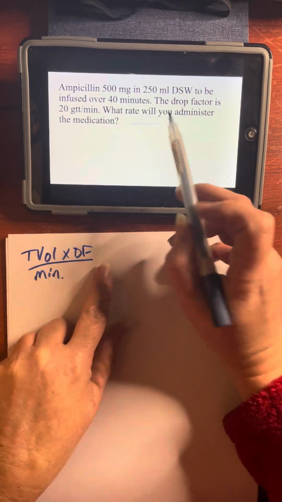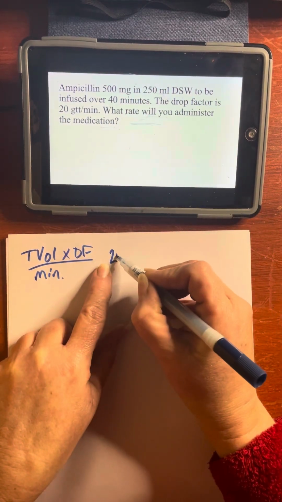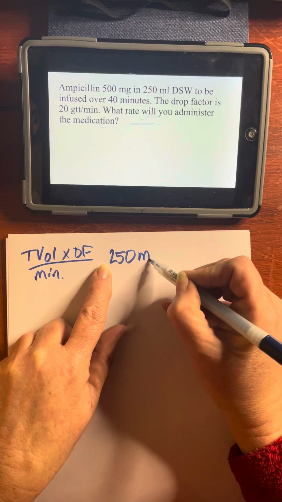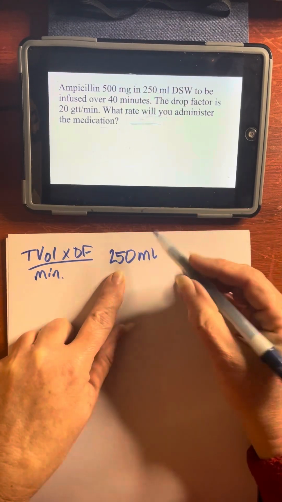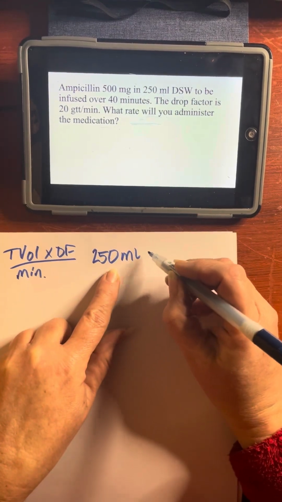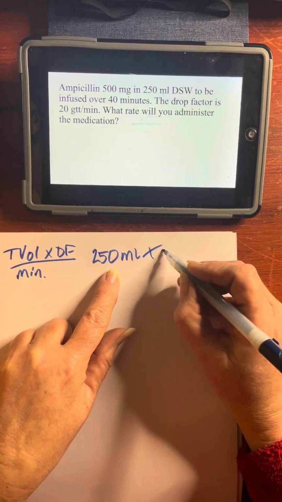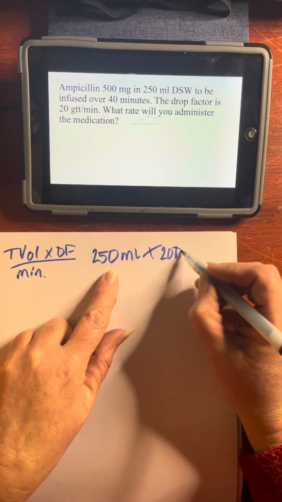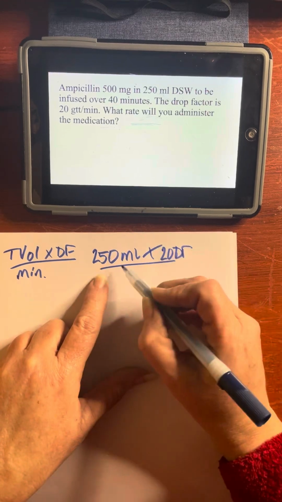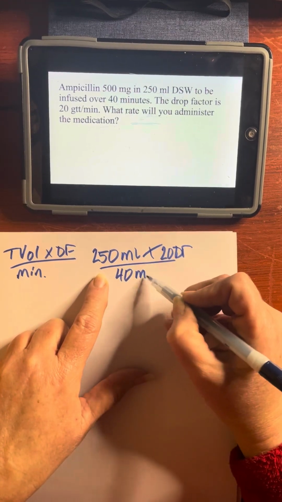What's the total volume? 250 milliliters. The 500 is a distractor, so don't let it distract you. Times the drop factor, which is 20, divided by 40 minutes.